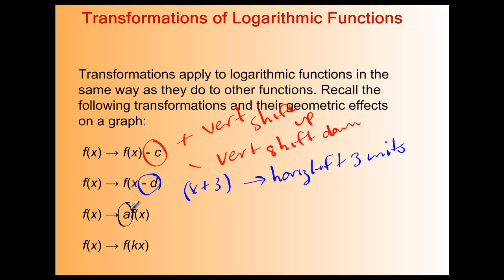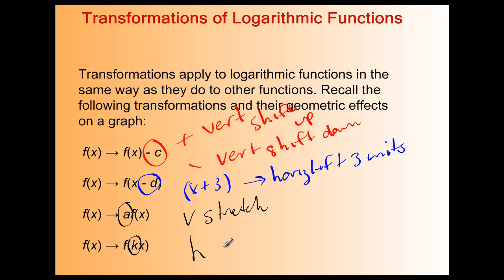The A value out in front is a vertical stretch, again affecting all of the Y values. If it's greater than 1, it's a vertical stretch; if it's a fraction or a decimal, then it's a vertical compression. And the K value inside here, again, location is important. This is dealing with horizontal stretches and reflections.